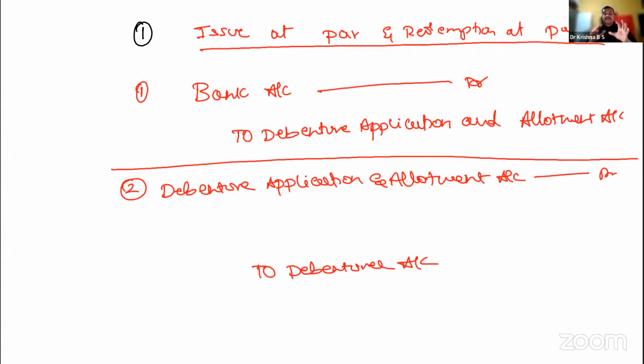So now, technique number 1. For all the 6 cases, this first entry will be same. There is no change in the first entry. Second entry is almost same, but see, the thing is, these two, debenture application allotment account debited to debentures account, this will come definitely. In between this, there are one or two entries that will come internally.